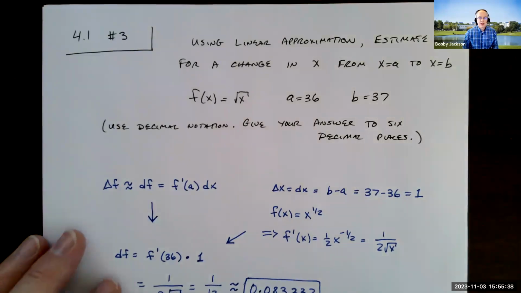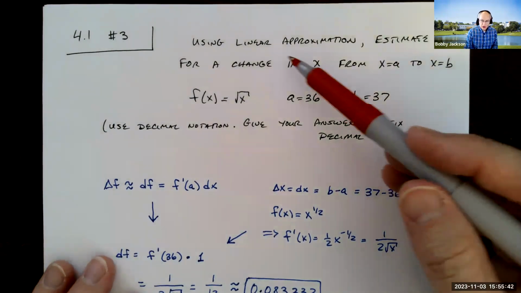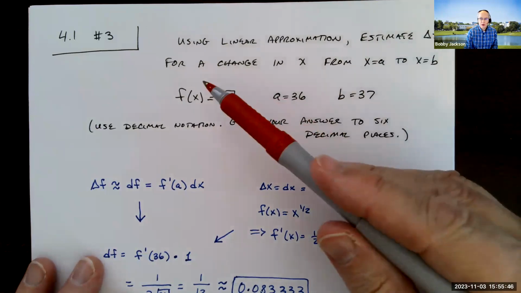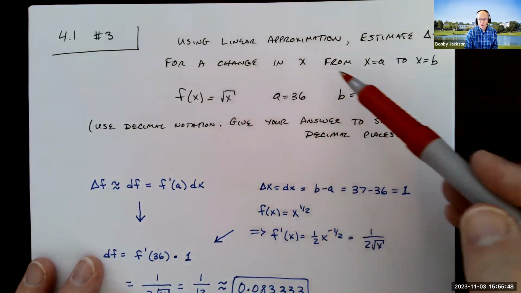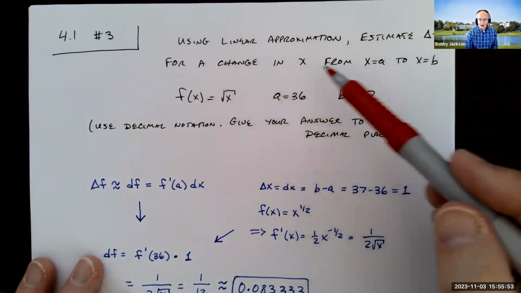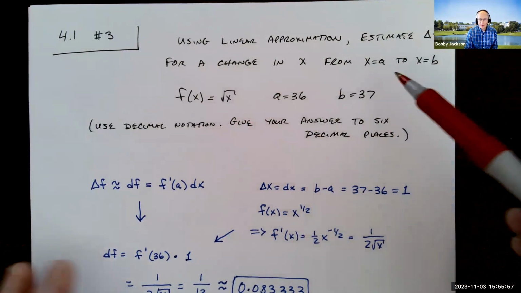Hey everyone, let's take a look at number 3 in section 4.1. Using linear approximation, I'm going to estimate the change in the function f for a change in x from x equals a to x equals b. So the actual change in x will be the difference, b minus a.